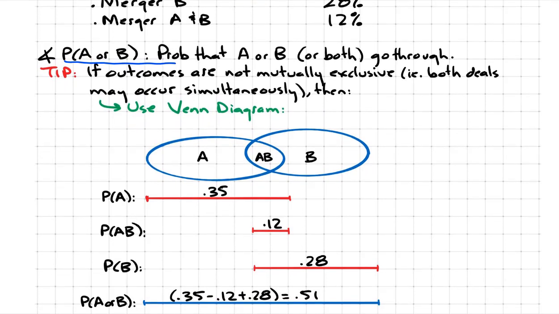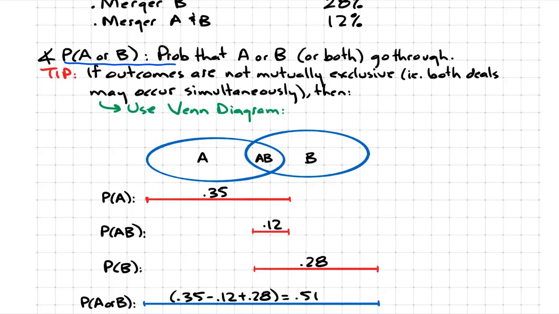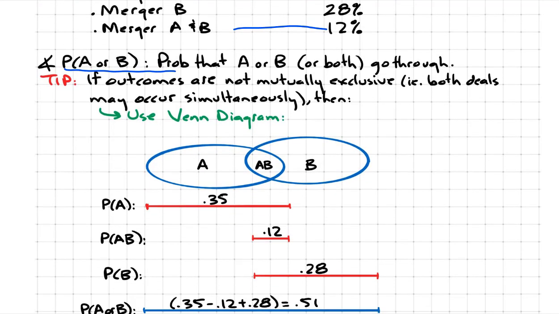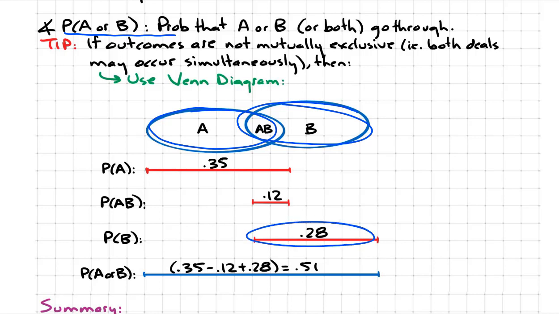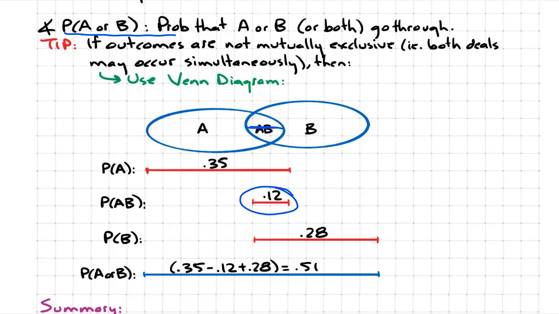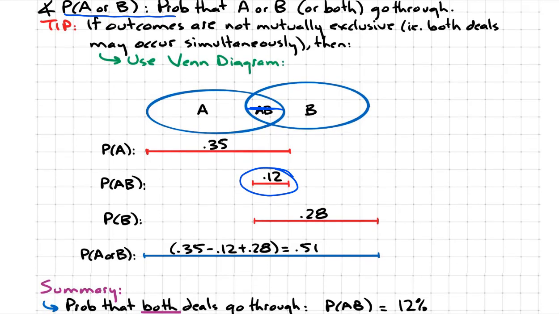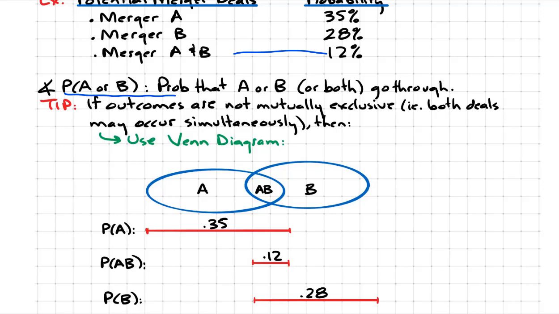We use a Venn diagram when there's an overlap. And we know there's an overlap because there's a chance that both A and B will occur at the same time. So in one of the circles, we're going to have event A. The probability of event A is 35%. In the other circle, we're going to have event B, and the probability of that is 28%. And then right in between, we're told that there's a 12% probability that both will occur. Now, if you look at the question again, it says, what's the probability that at least one will go through? If you read it carefully, it says A or B or both. Just give me the probability that at least one deal will go through.